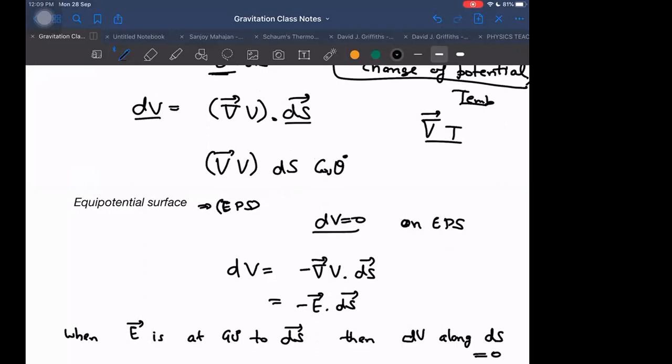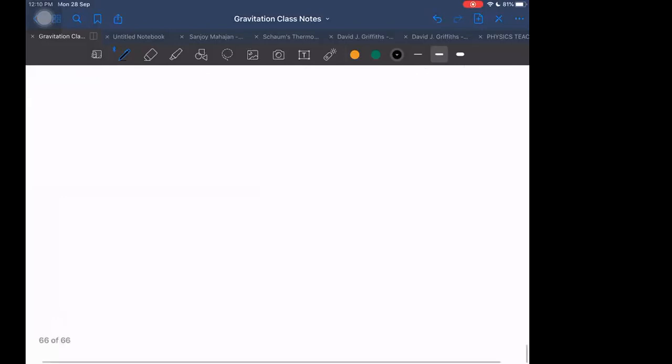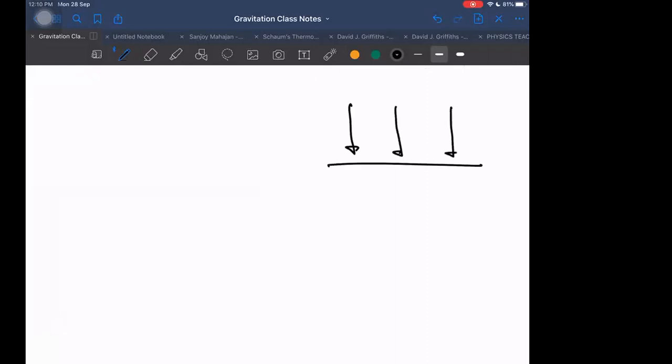If we are displacing in some direction, then will there be any change in potential or not? It depends. If E is at 90 degrees to ds, then only the change in potential along the displacement will be 0. You can take a normal example on the Earth surface. The gravitational field is pointing vertically downwards on our surface, or not?